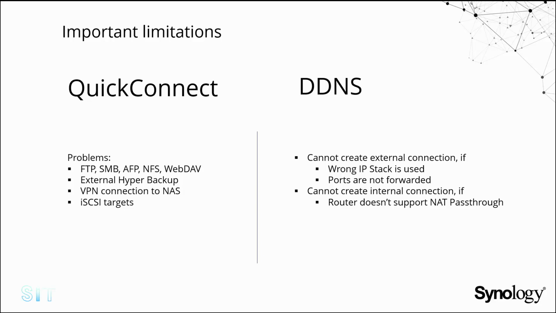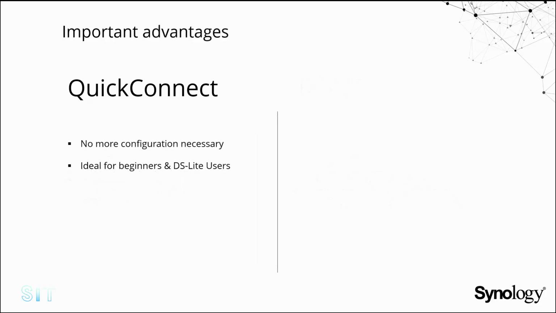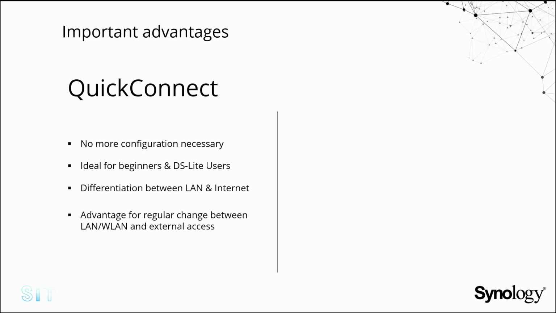What are the numerous advantages of the two solutions? QuickConnect supports, as said before, all connection types, doesn't require open ports, and is therefore ideal for beginners as well as DS Lite users. Also useful is the detection whether the user is located in the local network or externally, since access is then not established via the internet in the first place, and this is particularly suitable for those users who commute between the home network and external locations and access the data in the same way.